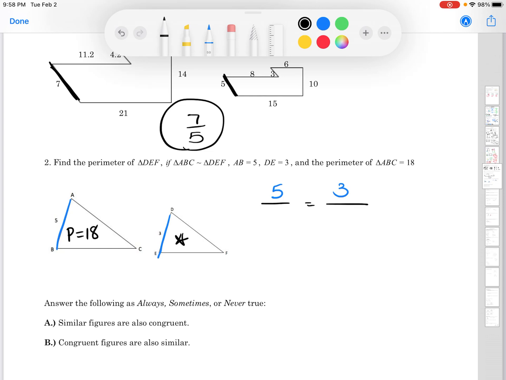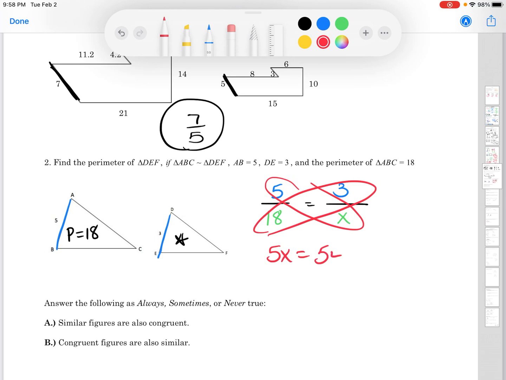And we also know that our perimeters should be proportionate. So we have 18 and our missing part. So we can call that x, or P if you want to use P. All right, so 5 times x, 18 times 3. 18 times 3 is 54. And then when we go to divide by 5, we're going to get 10.8.